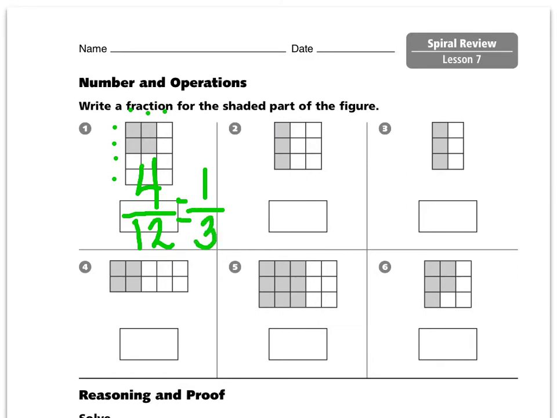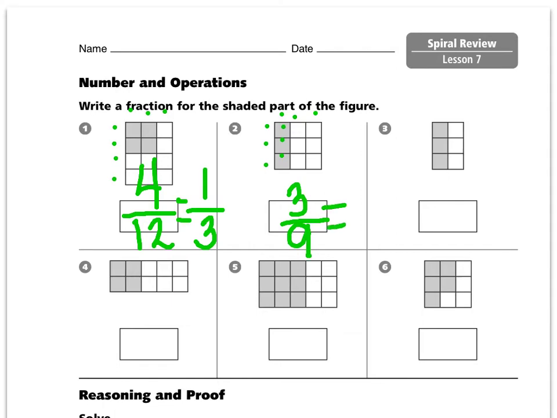Number 2, I need to count how many are shaded. 1, 2, 3. There's 3 out of the whole thing. And let's count how many there are all together. 1, 2, 3 times 1, 2, 3. 3 times 3 is 9. But I need to reduce this fraction.